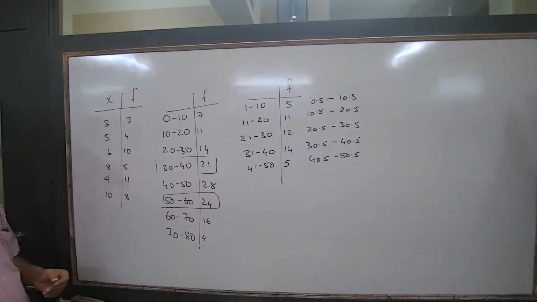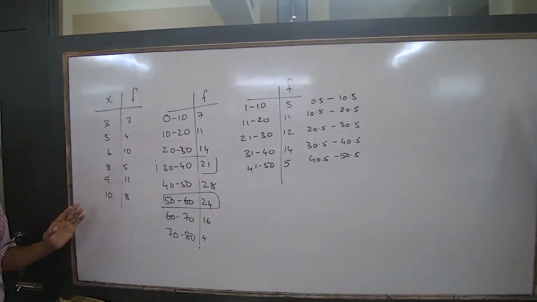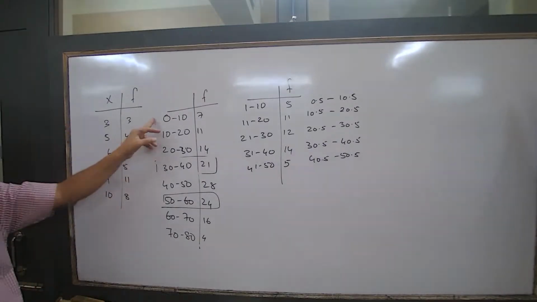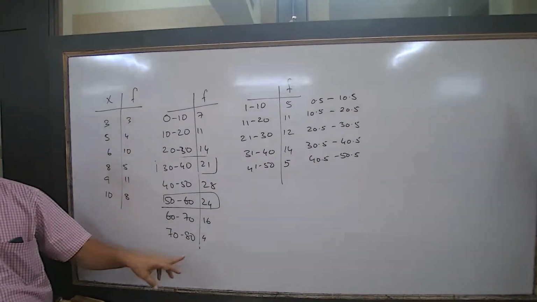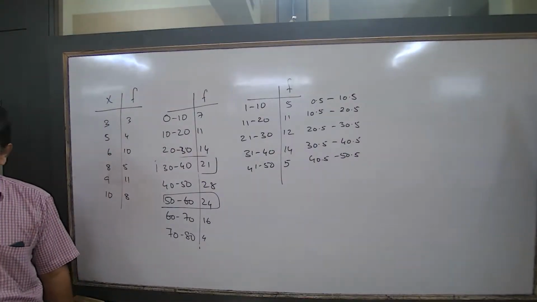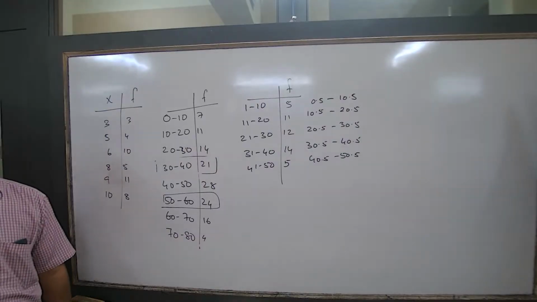For example, over here, what is the range of this one? Largest and the least value. What is the largest value? 10. And what is the least value? 3. 10 minus 3 is 7. Suppose I take this one: the largest value is 80, the least value is 0. 80 minus 0 is 80. Understood? If raw data is given, it is the highest one minus the smallest one.